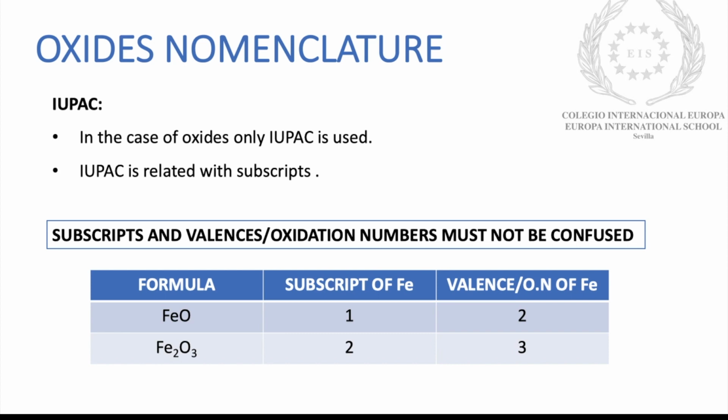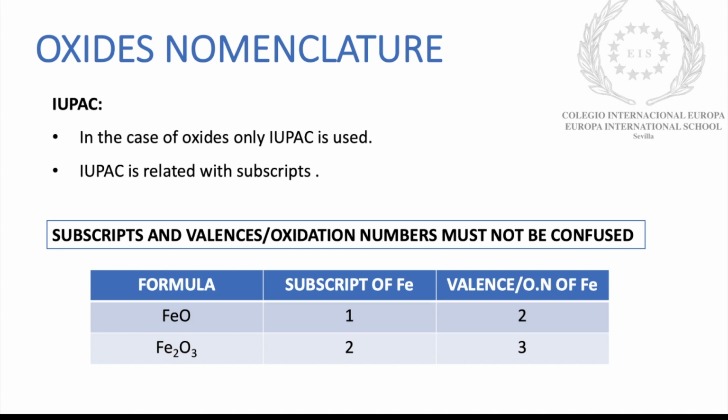Now, if you remember, when we started seeing the hydrides, we saw the IUPAC nomenclature and the Stock, and also the common names with some ones, okay? Remember the ammonia or the methane. But what happens in the oxides is easier. Oxides, we are only going to name with IUPAC. We don't have Stock, we don't have common name, only with IUPAC, okay? In the case of oxides, only IUPAC is used.